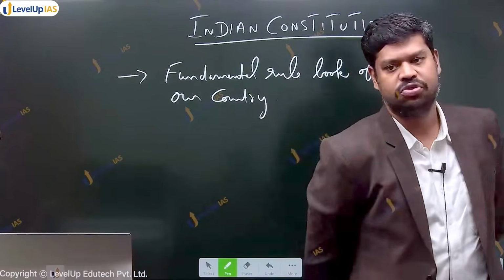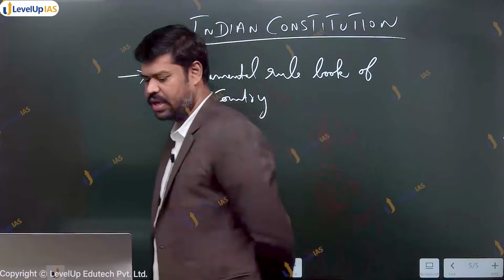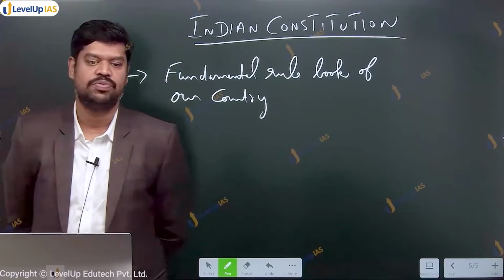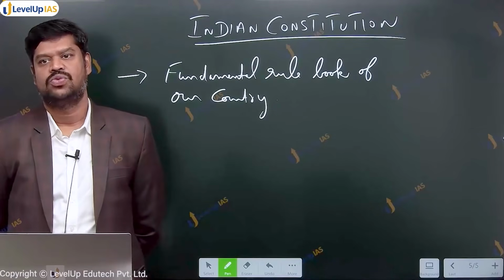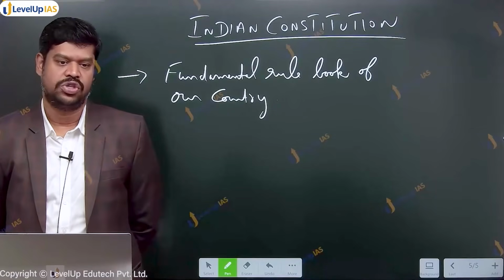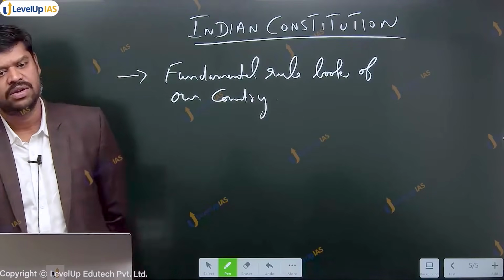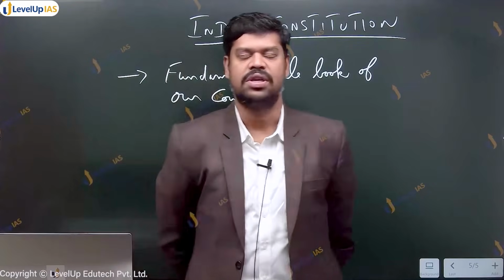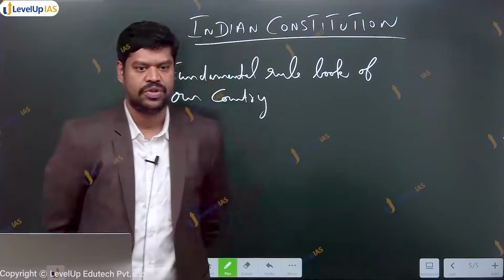And this constitution allows us to do a number of things. This constitution gives us the information about how our country is to be governed. So if somebody asks you what a constitution is, it's as simple as that: a constitution is the fundamental rule book of the country, and it gives us the idea as to how the country is to be governed.